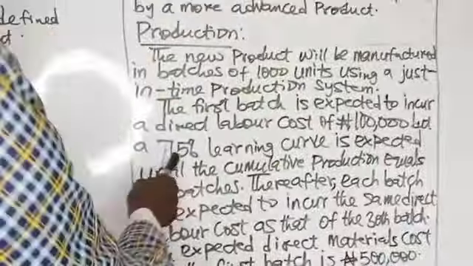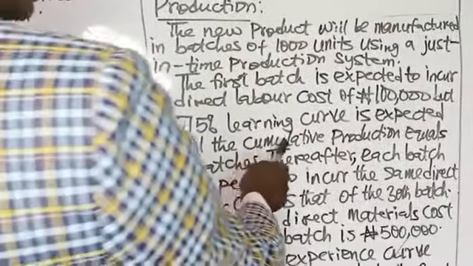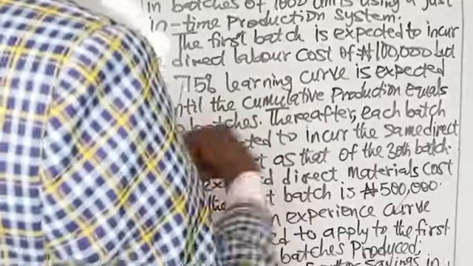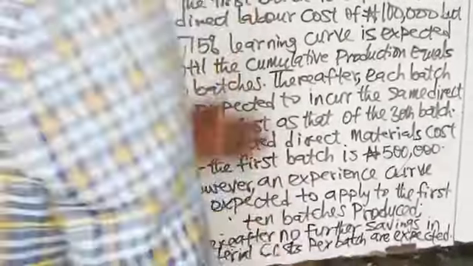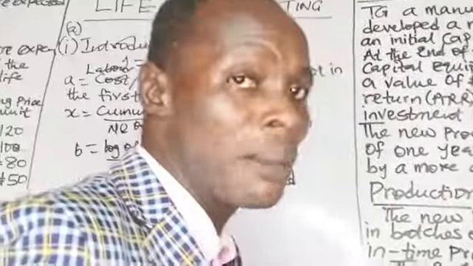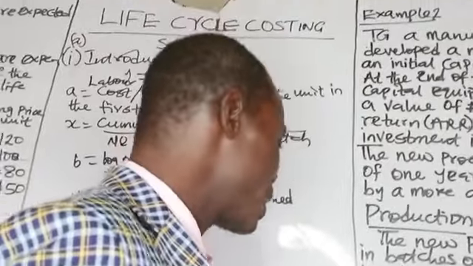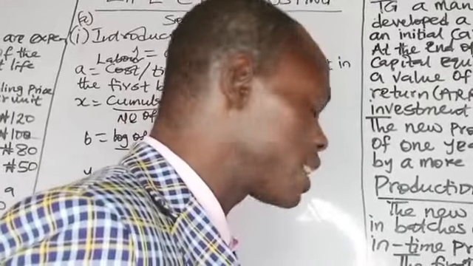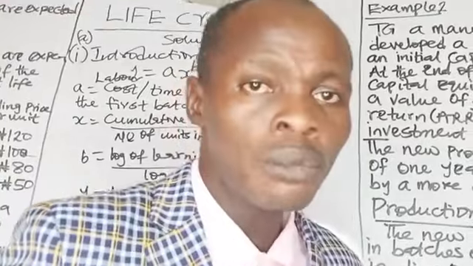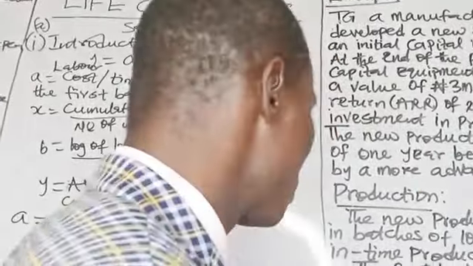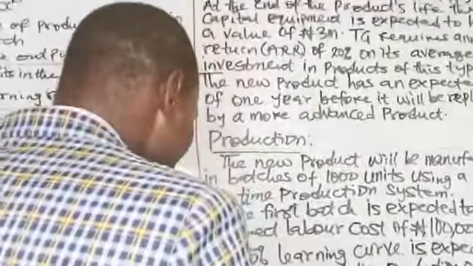But a 75% learning curve is expected until the cumulative production equals 30 batches. Meaning you were told the learning process will continue until the cumulative output is at 30 batches. Remember, a batch is 1,000. 1,000 times 30 means you'll have 30,000. The learning process will continue until the cumulative output is 30,000, that is the 30th batch. Thereafter, each batch is expected to incur the same direct labor cost.